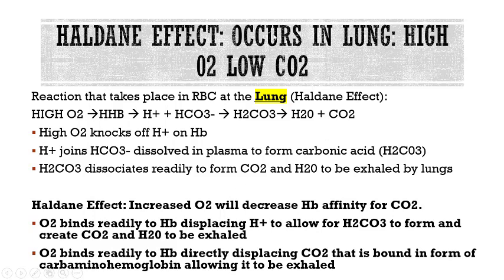And the things that are making the difference are having that high O2 and that low CO2 in the lungs. They have kind of reversed the reaction that happened in the tissues. So the Haldane effect happens because increased O2 will decrease the hemoglobin's affinity for the CO2, right? So that's what bumps that H plus off of the hemoglobin and allows the O2 to get back on. So then your O2 binds readily to your hemoglobin, displacing the H plus to allow for that H2CO3 to form and create CO2 and water to be exhaled.